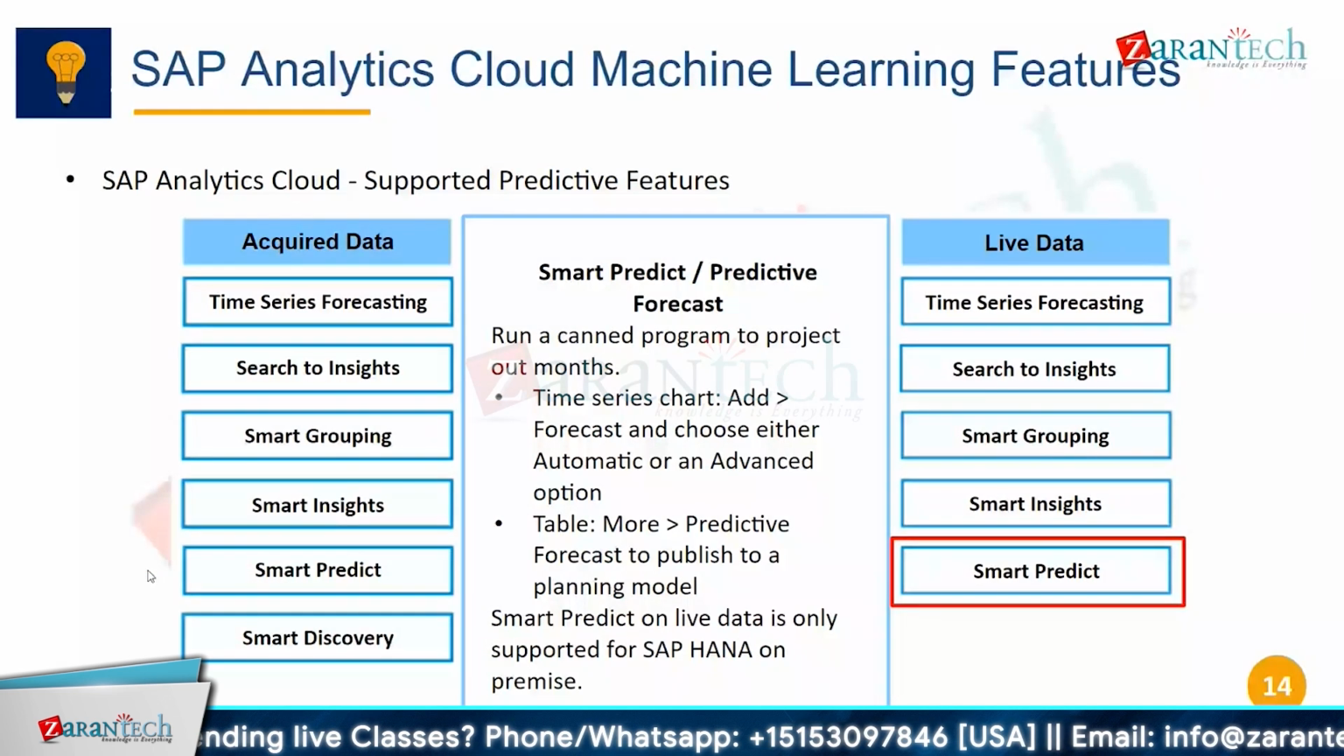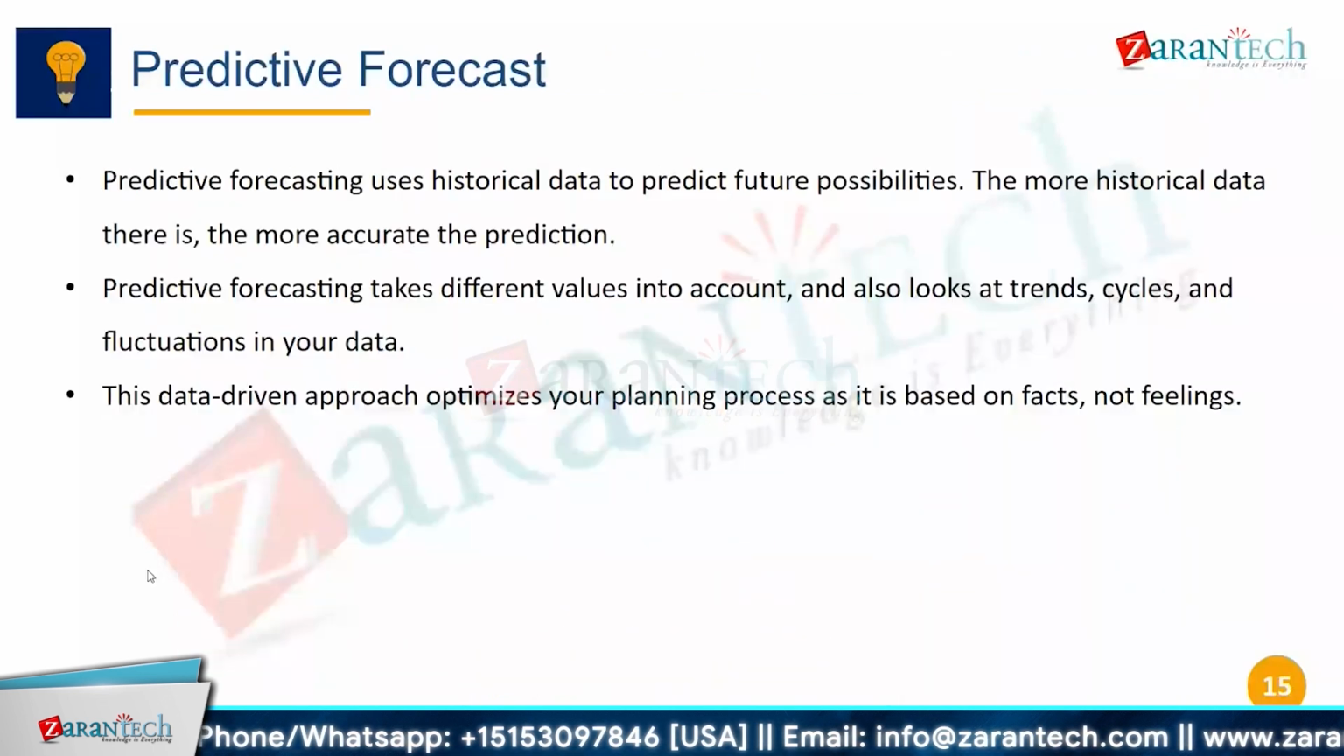Any doubts till now? If not, then we can move on. This predictive forecast, we have seen this predictive forecast. So basically you use historical data to predict different data sets. The more historical data, the more accurate the prediction will be. So for example, if you have only 100 records and you try to forecast, then the forecasting score will be less because the number of records in the data is very small. So if you have more data, the prediction will be more accurate.